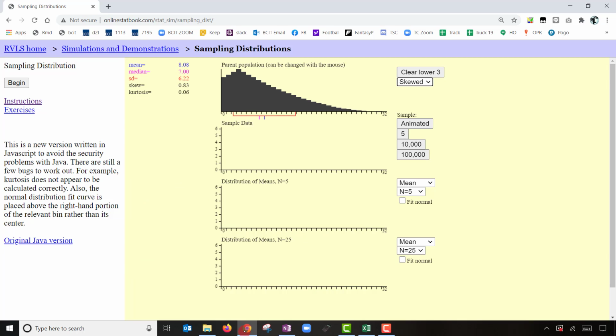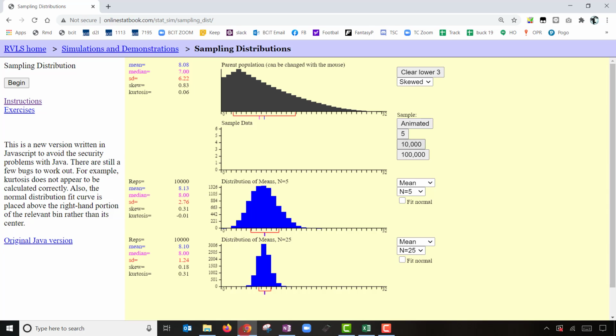If I start with a skewed distribution, that's when things start to go off the rails a little bit. If I do 10,000 samples, you'll see that in the n equals 5 case we have something that's still a bit skewed. But once we hit 25, things are good. The magic number we use in statistics is 30. As long as you have sample sizes that are 30 or more, you get yourself a bell curve.